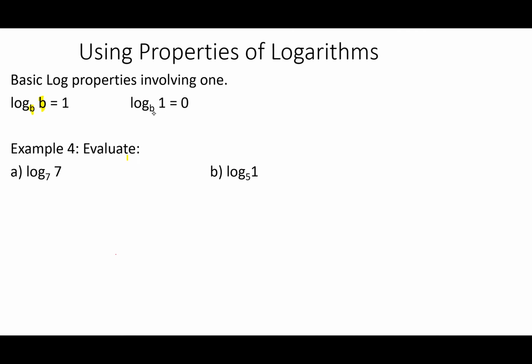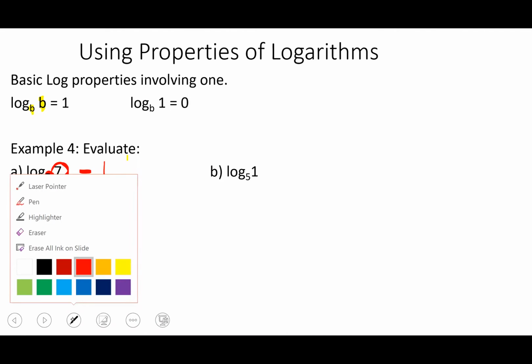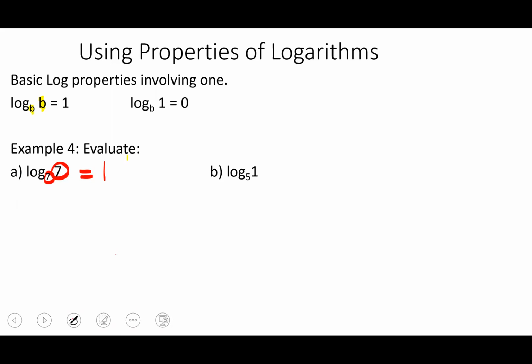The log base b of 1, when you take the log of 1, that's always 0. So log base 7 of 7 is 1, because these are the same. The log of 1 is always 0. Okay?